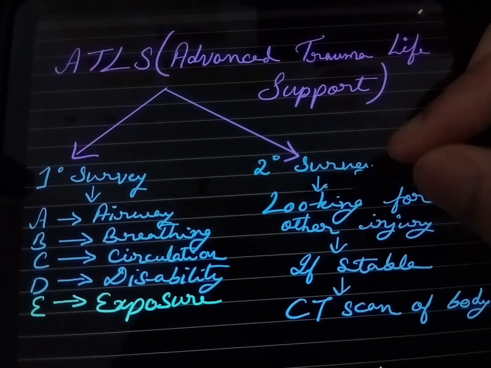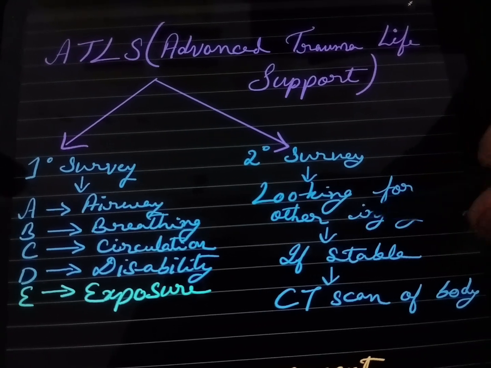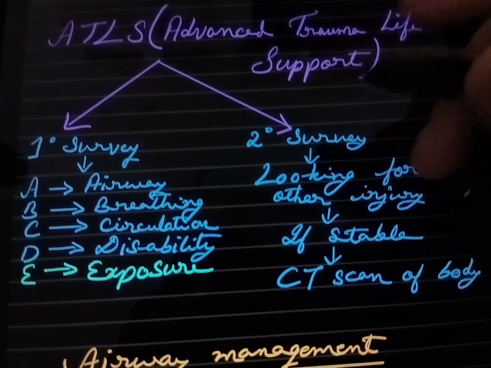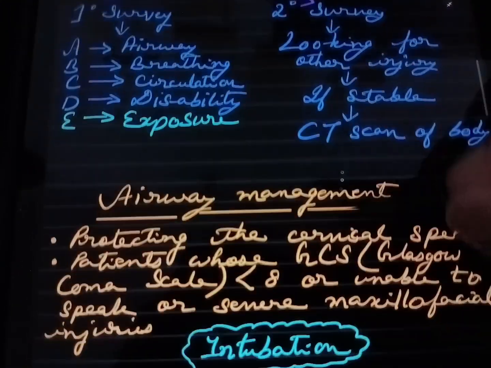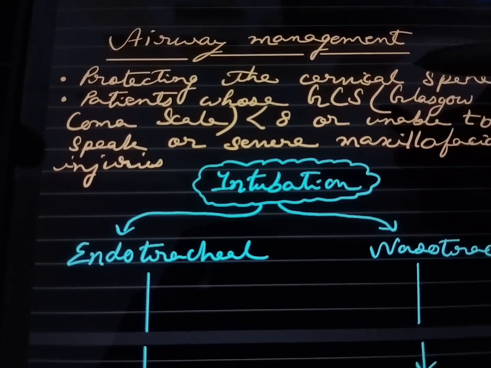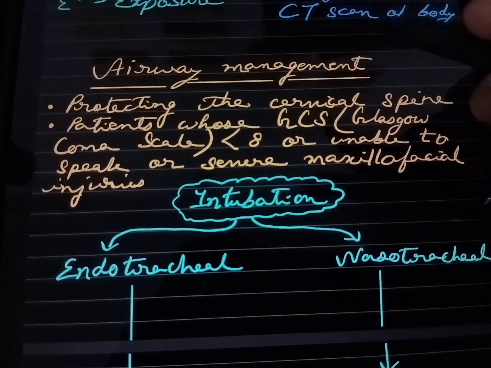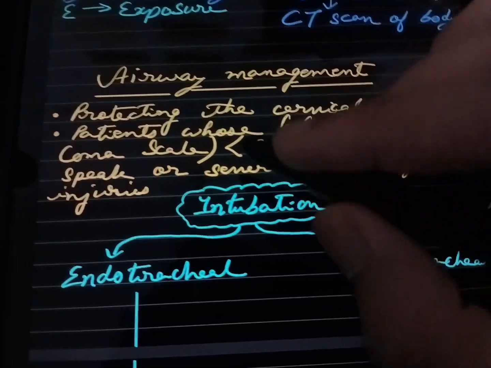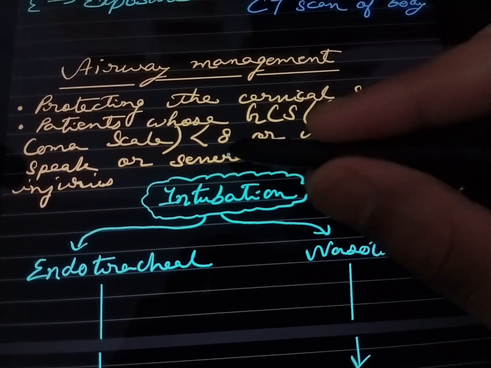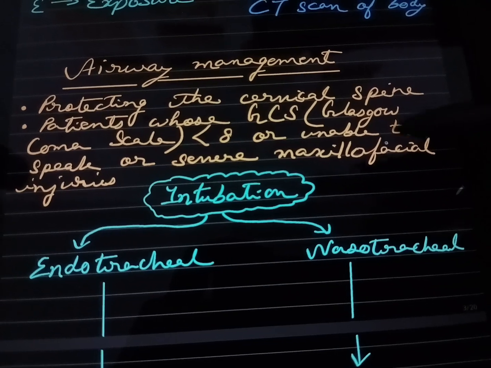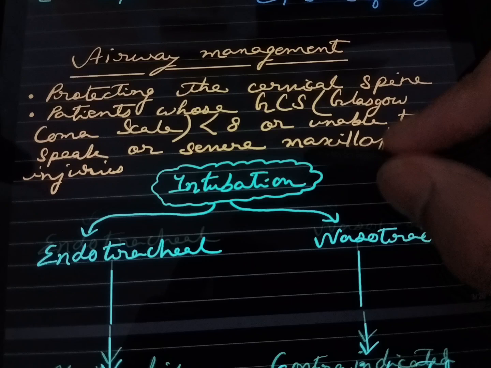In secondary survey, we have to look for other injuries to the patient, and if the patient is stable, then we have to do a CT scan of the body. So now, first airway, that is airway management. First thing is to protect the cervical spine of the patient. For patients whose GCS, Glasgow Coma Scale, which will be discussed later, is below 8 or less than 8, or who are unable to speak, or have severe maxillofacial injuries, we have to do intubation.